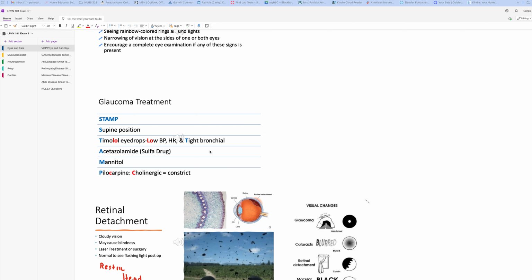Acetazolamide is a sulfa drug, remember that, so hopefully they're not allergic to that. But it's used as a diuretic. And then mannitol is also, that's an osmotic diuretic that could be used to decrease intraocular pressure. And then, of course, pilocarpine, okay, to constrict the pupil.